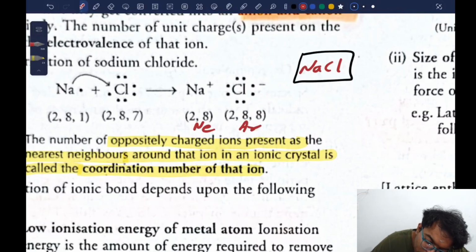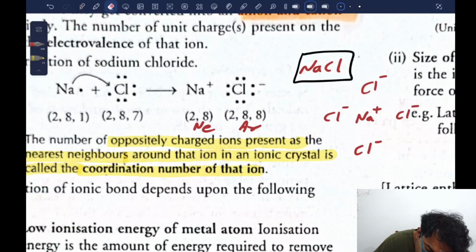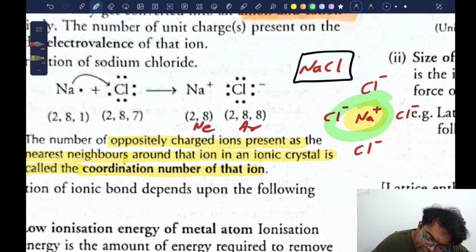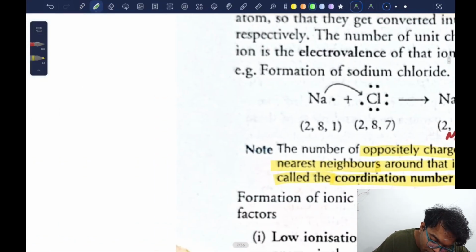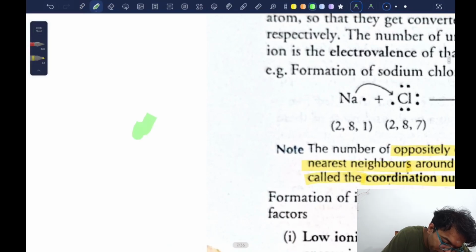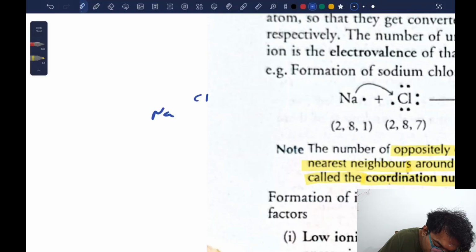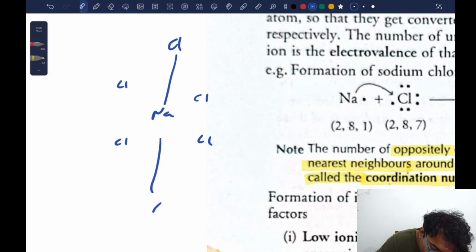See, there will be one sodium here. There will be a Cl minus, Cl minus, Cl minus, Cl minus, one on top of sodium, and one at the bottom of sodium. Basically, if I make a structure, it will look somewhat like this. This is sodium. This will be chlorine on one side, chlorine this side, chlorine this side, chlorine this side, one on top, chlorine, and one at the bottom, chlorine.